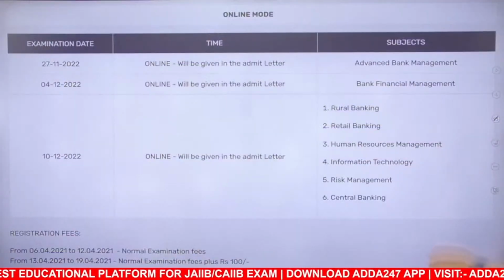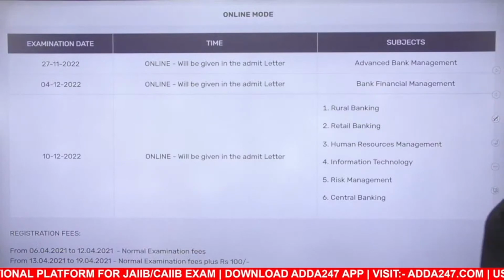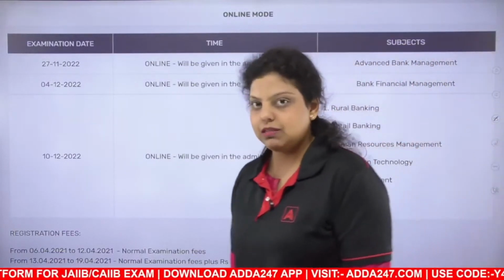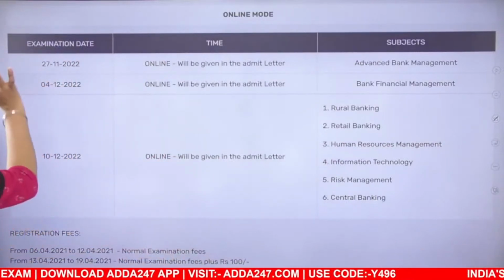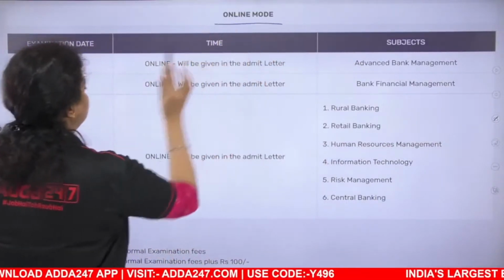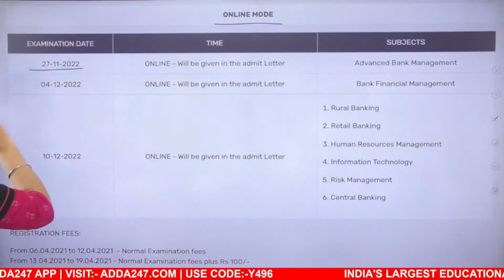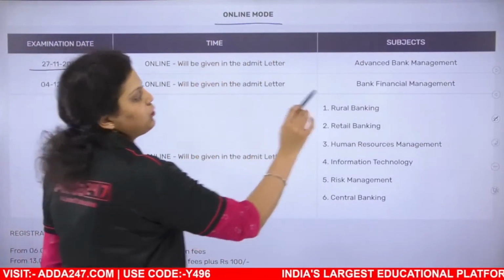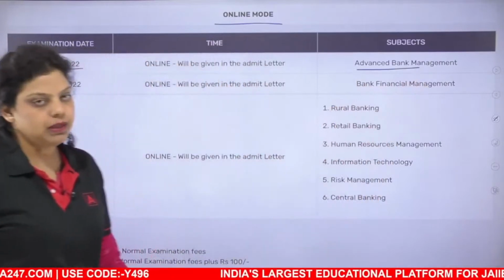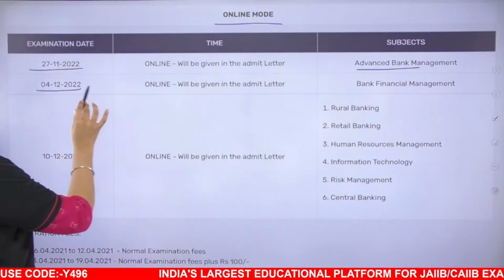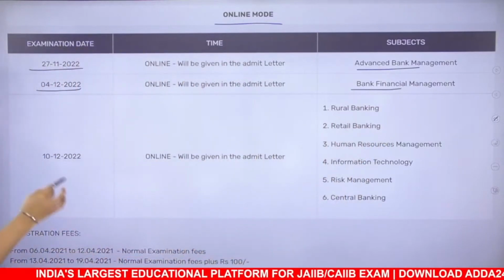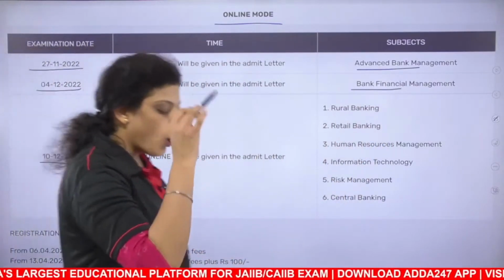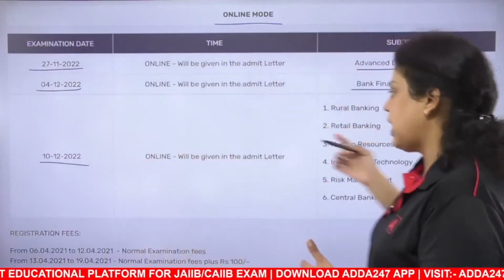This is the exam dates of your CAIIB exam which is going to happen in the November-December month. So these are the dates and these are the subjects. First of all, the paper will be in the online mode. Second thing, on 27th of November, you will have an exam of advanced bank management, ABM. On 4th of December, you are going to have the bank financial management, BFM, exam. And on 10th of December, you will have your optional subject, one of these subjects you have to take.